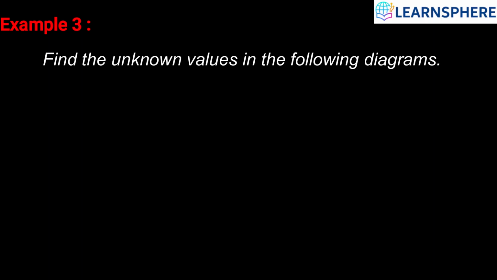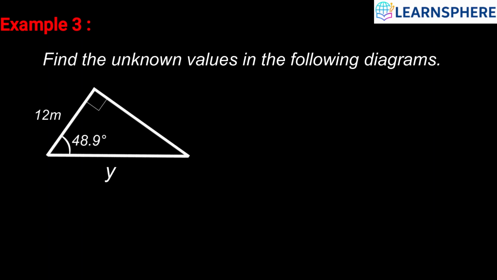Let's go on to example 3, where we have the question of find the unknown values in the following diagrams. So in this case, we have to determine the length of y, and we are given 12 meters to the left-hand side of the angle, and the angle is 48.9 degrees. Firstly, we can label the sides. Our 12 meters is to the side of the angle, and this is the adjacent side. And y is opposite of 90 degrees, and is our hypotenuse.